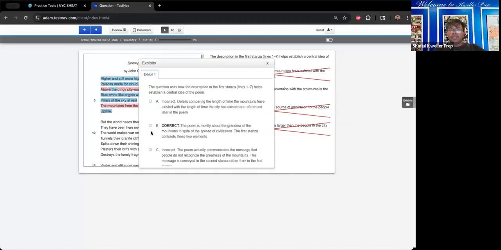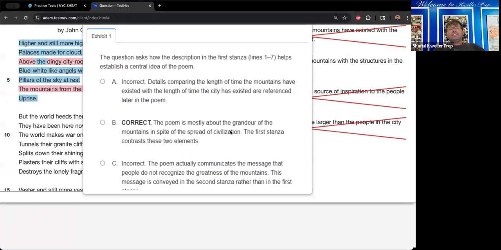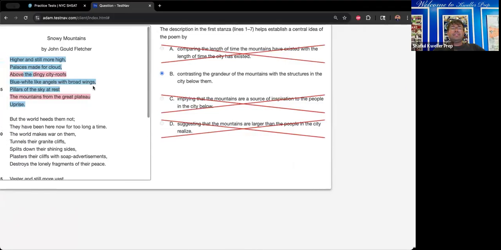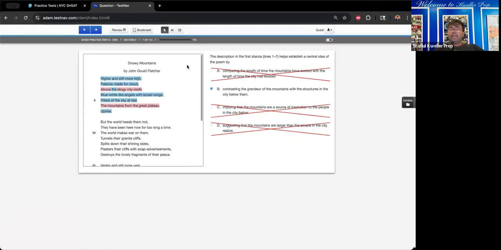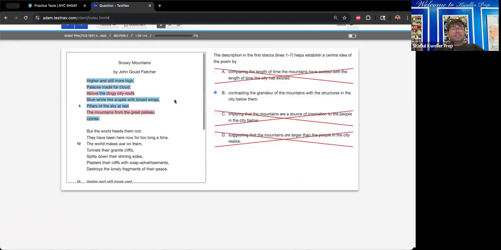Yeah, the poem is about the grandeur of the mountains in spite of the spread of civilization. Civilization is, I guess, but it says dingy city roofs. I don't see anything about people itself. Maybe civilization as in what people created. People created these dingy city roofs, so we see the contrast here. Yeah, does that make sense to everyone? Let's move on.